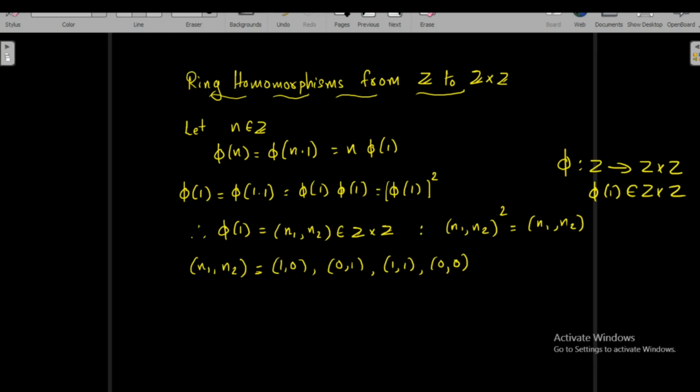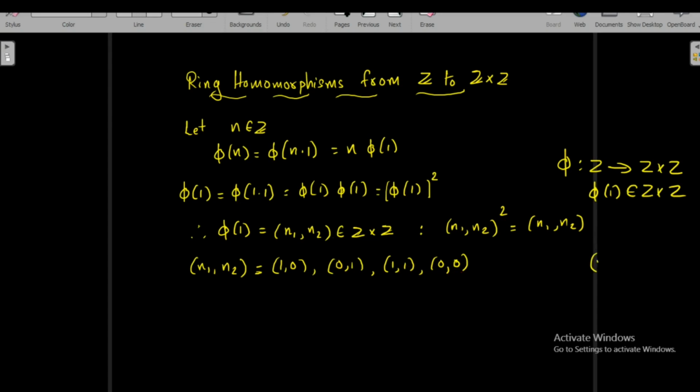So what is the property of (n1, n2)? (n1, n2) squared should be equal to (n1, n2) itself. So which are the possible pairs for (n1, n2) in ℤ × ℤ such that (n1, n2) squared equals (n1, n2) itself? The possibilities are (1,0), (0,1), (1,1) and (0,0).